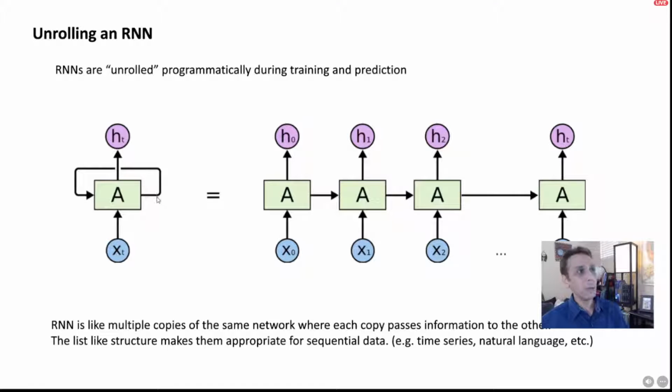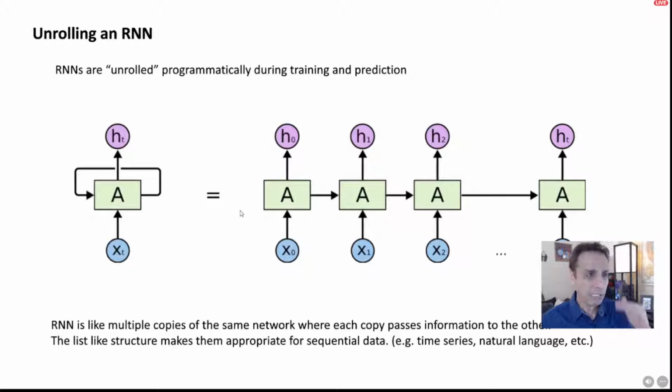Now, if you unroll an RNN, which is what happens during the execution, during the training and prediction part, this is an RNN. As you can see, the input is coming from here and there is an output, but then the information is traveling back within this cell. So this is an RNN cell. If you unroll this, it's like the same network: there are multiple copies of the same network, and each of them is passing on information to the next. You see how this is a nice list-like or sequence-like structure. That's why these are very good for sequences.